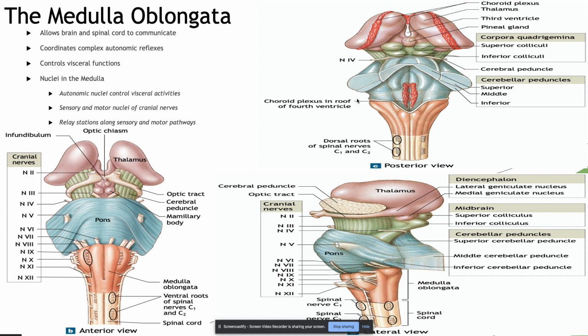And three, the relay stations along the sensory and motor pathways. So the nucleus gracilis and the nucleus cuneatus pass somatic sensory information to the thalamus. Tracts leaving these brainstem nuclei cross to the opposite side of the brain before reaching their destinations. This crossing over is called a decussation, and the site of decussation is the pyramids.